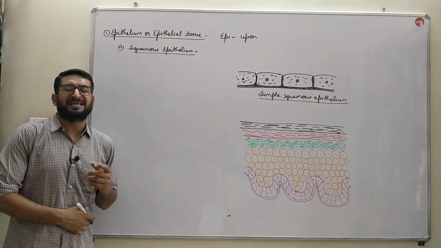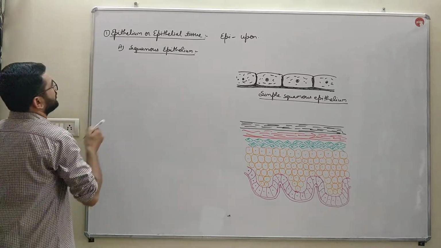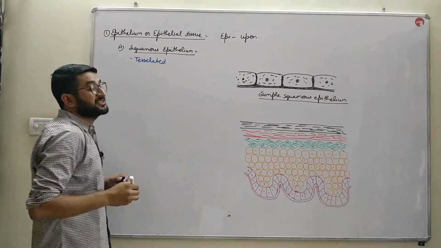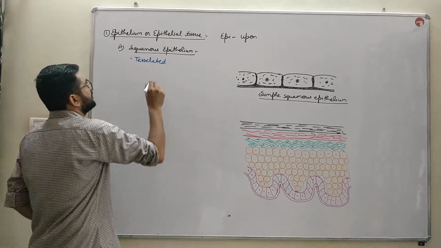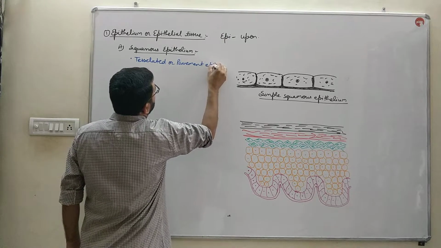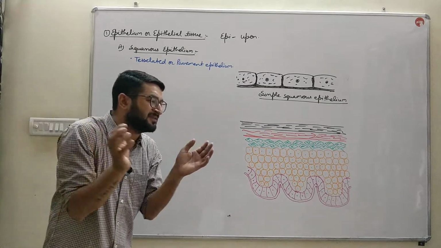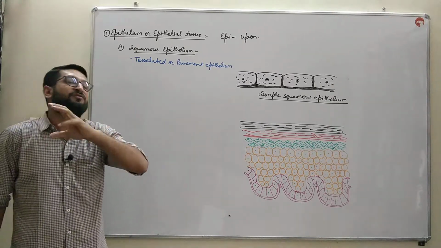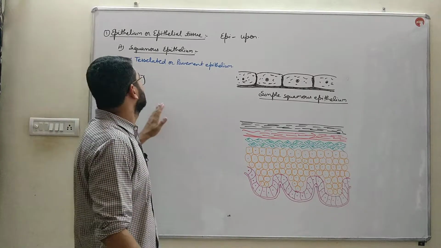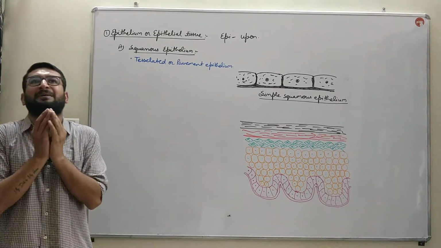Now we will discuss the first kind of epithelium, that is squamous epithelium. Squamous epithelium is a kind of epithelium, bache, in which the cells are arranged just like the tiles on the floor. So that is also known as tessellated or pavement epithelium. Why is it given this name, bache? Because in this the cells are compactly arranged over a basement membrane without any intercellular space, just like the tiles of the floor. That is why it is known as tessellated or pavement epithelium.